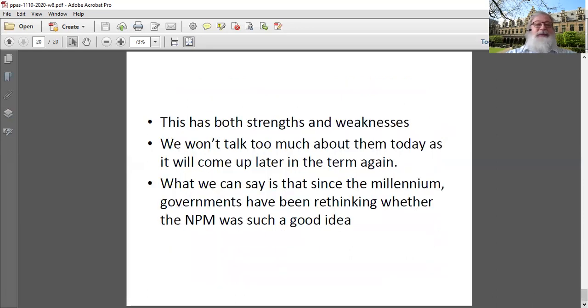And this has strengths and this has weaknesses like anything else. Not going to talk too much about them now because they'll come up later. We're going to spend a lot of time actually talking about it over the next few weeks. What we can say is that since the millennium, governments have been thinking and rethinking whether or not this new public management has been such a good idea.